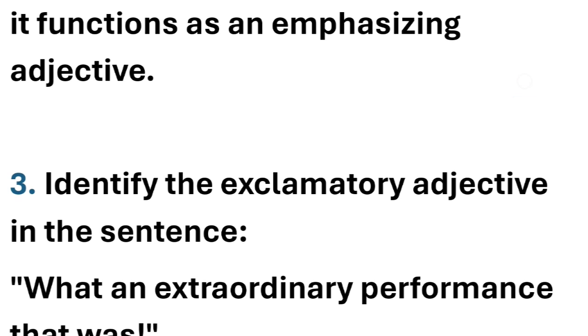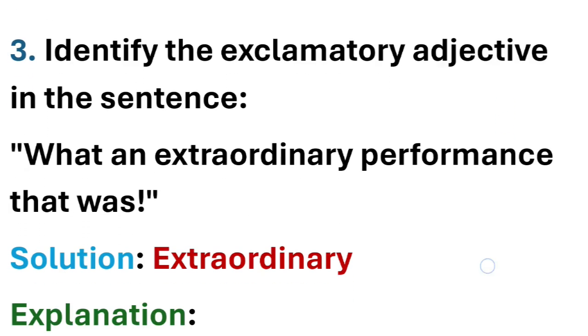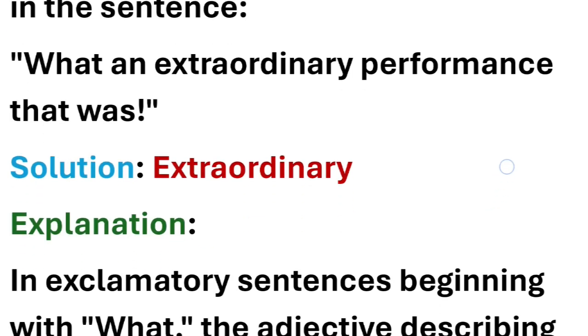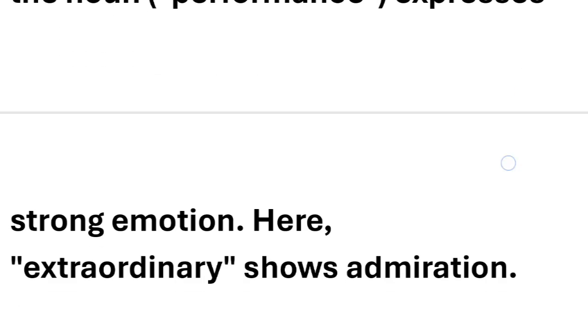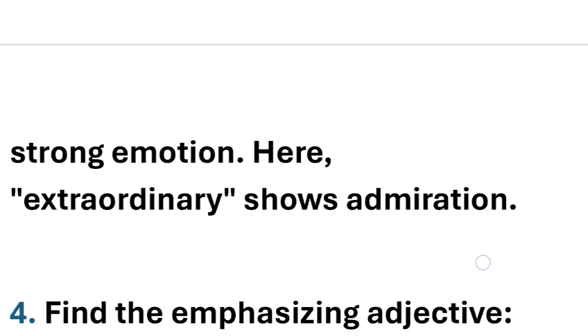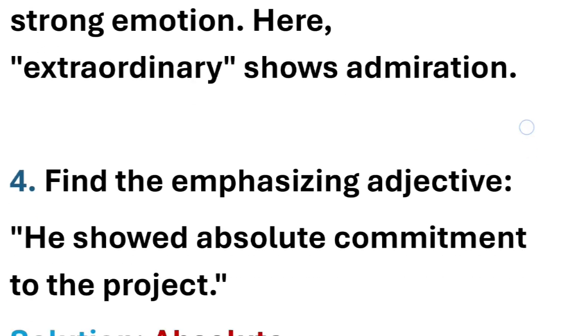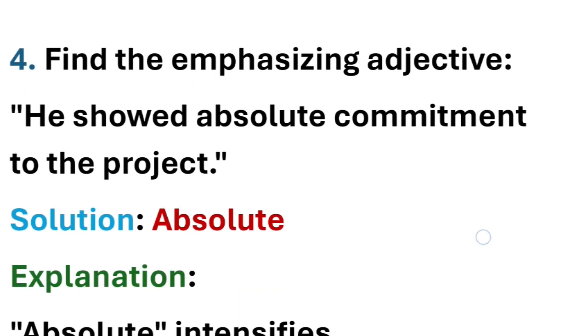Now question 3 we are going to discuss, which says identify the exclamatory adjective in the sentence. What an extraordinary performance that was. Solution will be extraordinary. So extraordinary over here will be exclamatory adjective. Why it will be so? In exclamatory sentences beginning with what or how, the adjective describing the noun performance, noun over here is performance, in the sentence expresses strong emotion. Here extraordinary shows admiration.